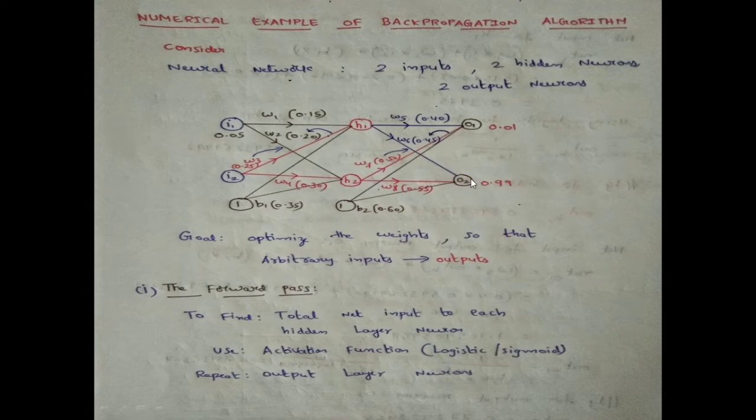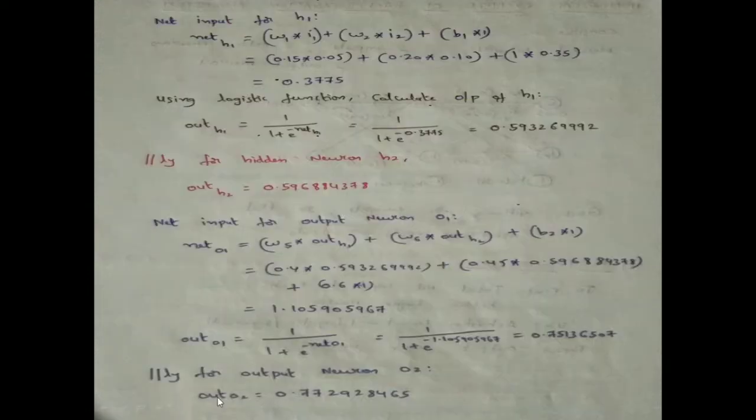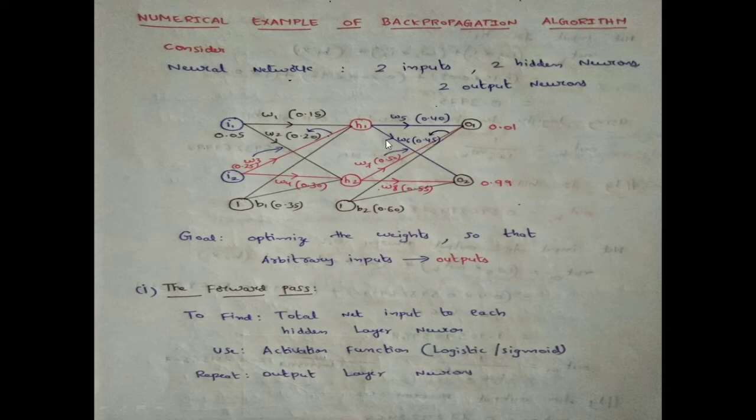Similarly for the output neuron O2, if we follow the same process as we followed for the output neuron O1, the final output value of this output neuron O2 is equal to 0.7729288465. So till now we have found out the net input value to H1 and the output of H1, the net input value to H2 and the output of H2, and then we have found out the output value for this output layer neuron O1 and the output of the neuron O2 also.